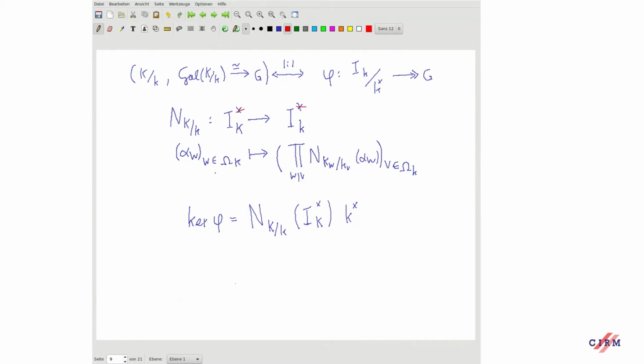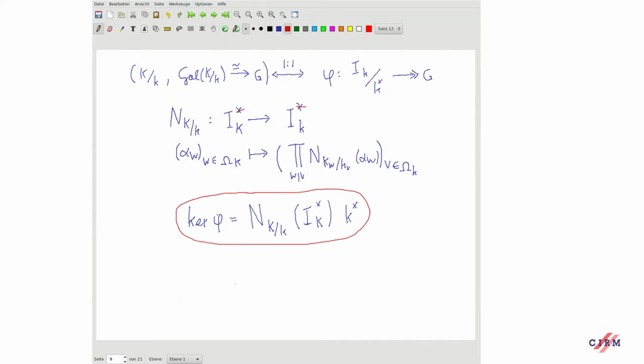You take an idele of the big field with local components alpha_w for w a place, and you map it to the idele with local components at place v. So v is a place of small k. And the local component at v is the product over all of the places w of capital K extending your place v, and then you take the local norm of the coordinate there. So that's the norm map on ideles, and it extends the field theoretic norm. And then another important fact from classical theory is this one.